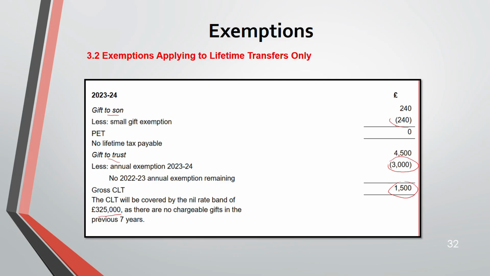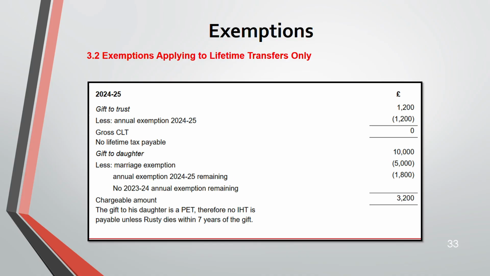That means up to 325,000 you don't have to pay any tax. Okay, no IHT, as there were no chargeable gifts in the previous 7 years. Next, 2024-25, we have two gifts again, a gift to trust and a gift to daughter.